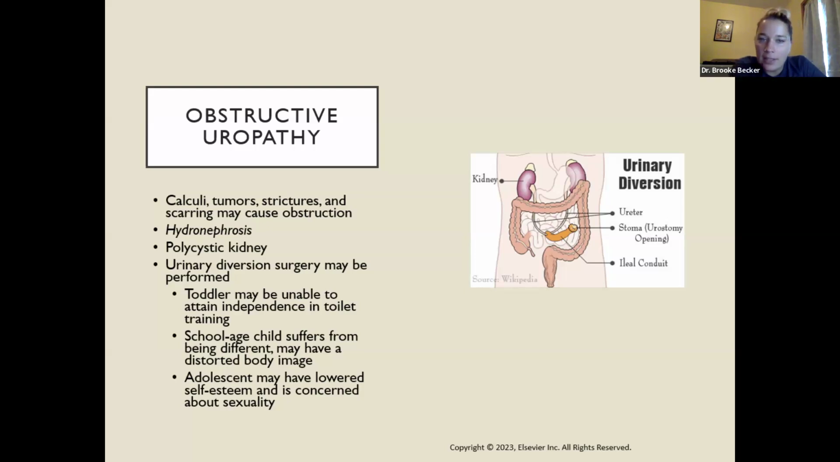And then adolescence, of course, adolescence is all about body image developmentally, right? So if they have a urostomy or a colostomy, that's really going to affect their body image and their overall self-esteem. Okay.